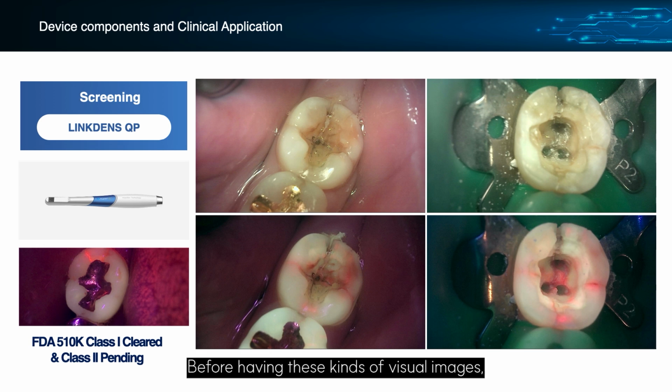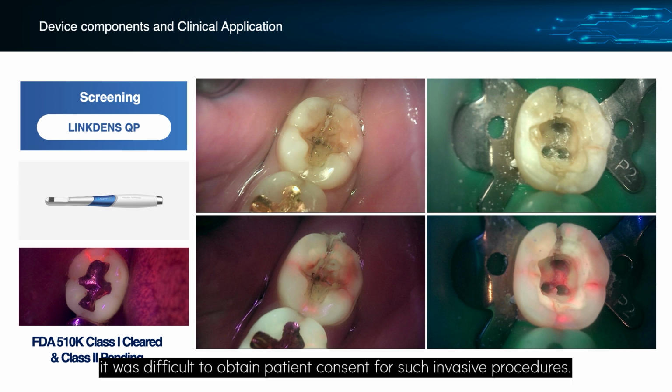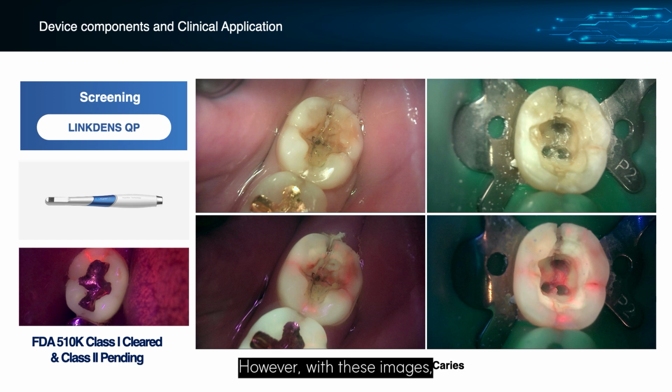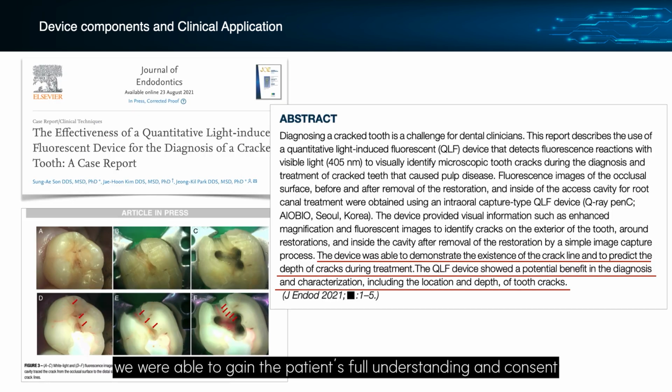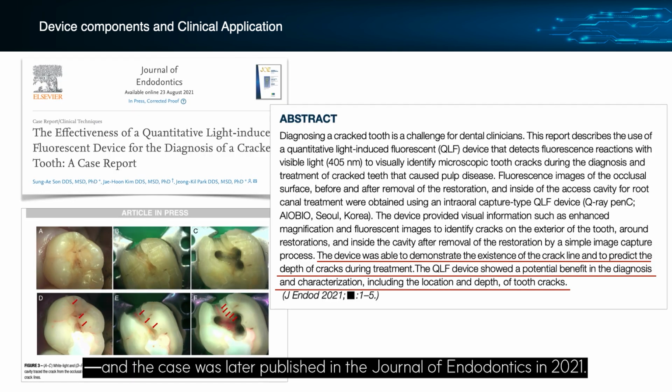Before having these kinds of visual images, it was difficult to obtain patient consent for such invasive procedures. However, with these images, we were able to gain the patient's full understanding and consent, and the case was later published in the Journal of Endodontics in 2021.